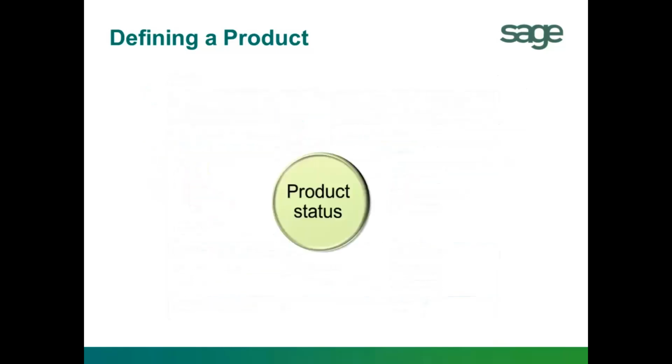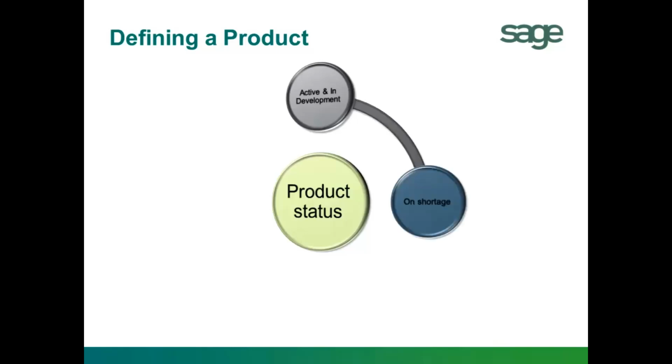Now, the status includes active and in development, which depend on the creation mode for the product category that you've selected. If the creation mode is direct, the product status is active. If the creation mode is with confirmation, the product status by default is in development. If the status selected is on shortage, the product does not appear in the search window but can be selected using direct entry of the product code. A warning is displayed, however, you can proceed.